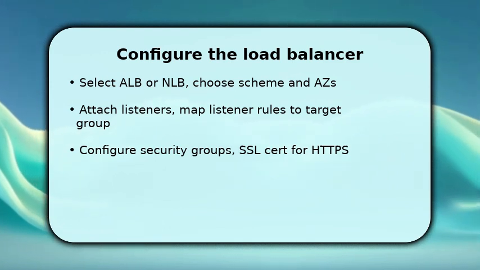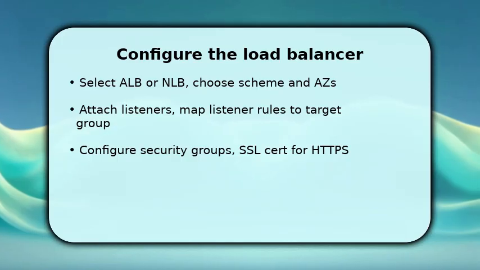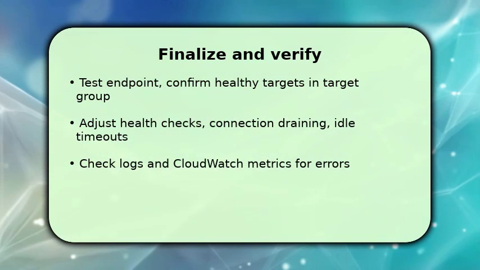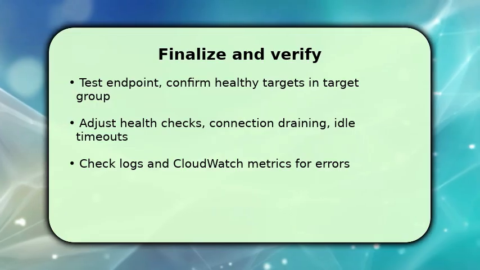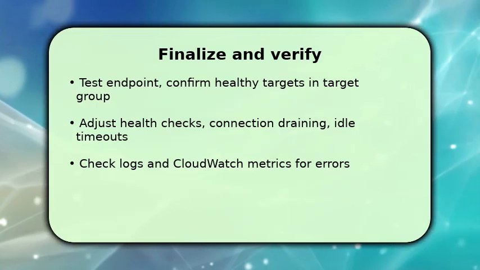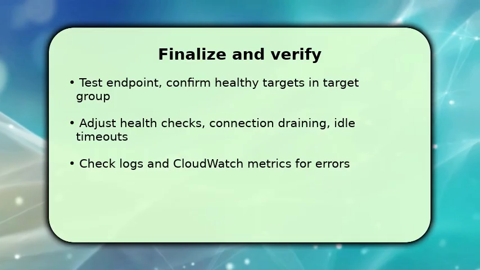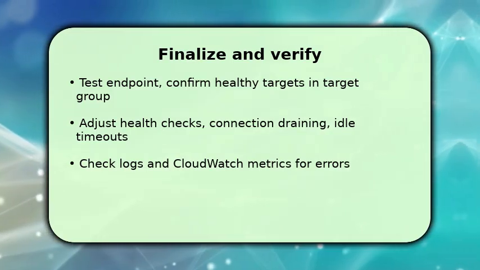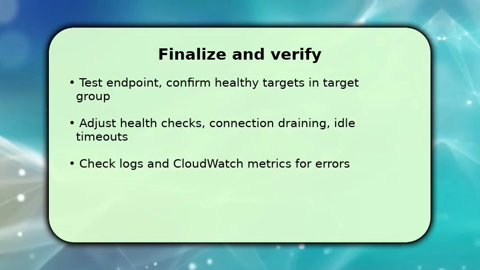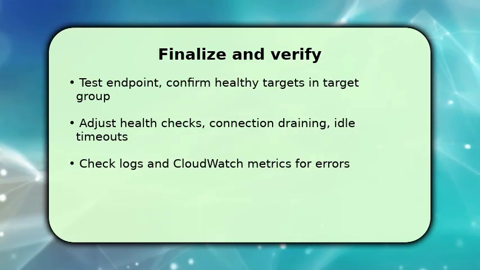Now validate. Hit the DNS name in a browser or curl the endpoint to confirm responses. Check the target group. Targets should show healthy. If not, inspect Health Check Path, security groups, and instance app logs. Make sure connection draining and idle timeout match your app behavior so requests finish gracefully.